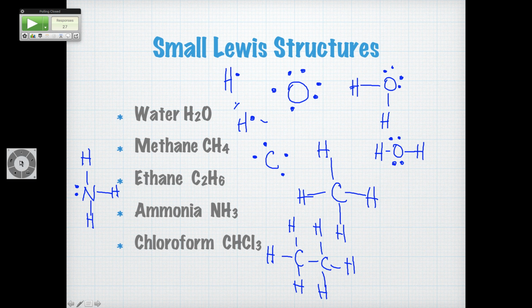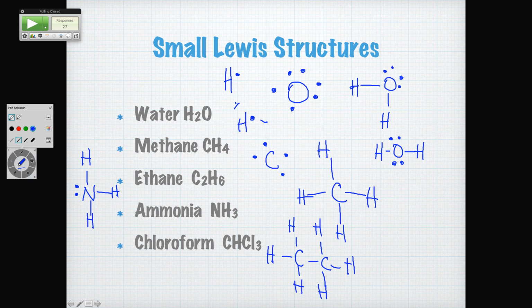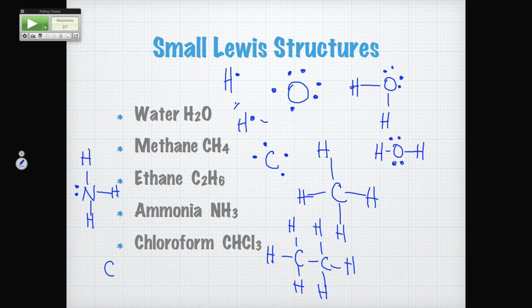So now how do you think we're going to do this one? The carbon will make how many bonds? 4. The hydrogen makes 1. How about those chlorines? They just make 1. So you're going to have a carbon with 3 chlorines and a hydrogen. And what do you need to remember? Lone pairs. Boom. And each chlorine gets 3 lone pairs, right?